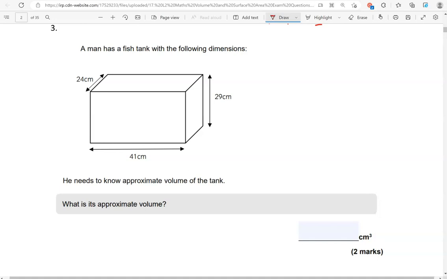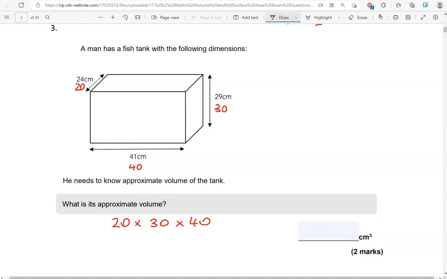So 41 centimeters, we can round that to 40. 29, we can round that to 30. 24, we can round that to 20. Even if you round it to 25, it shouldn't make a difference in terms of the marks you get. So I'm going to do 20 times 30 times 40.